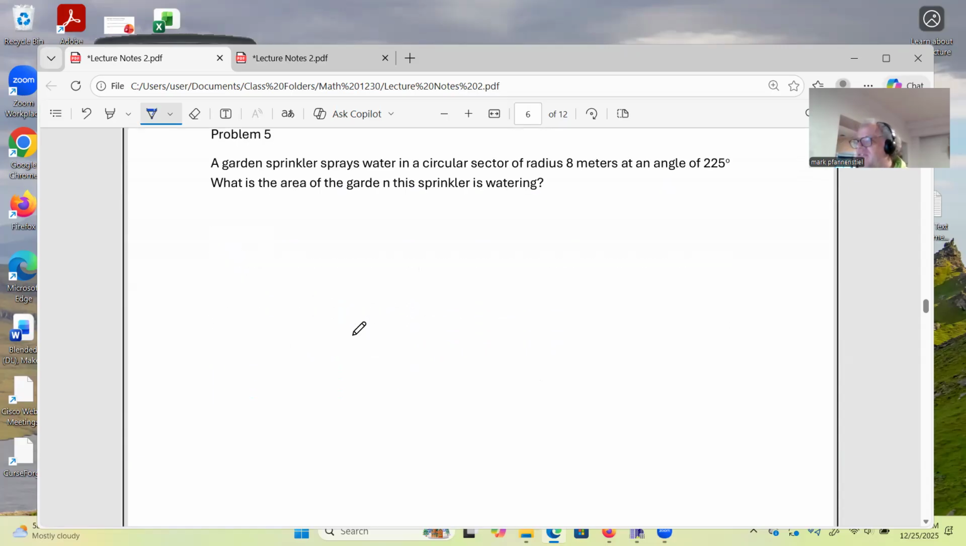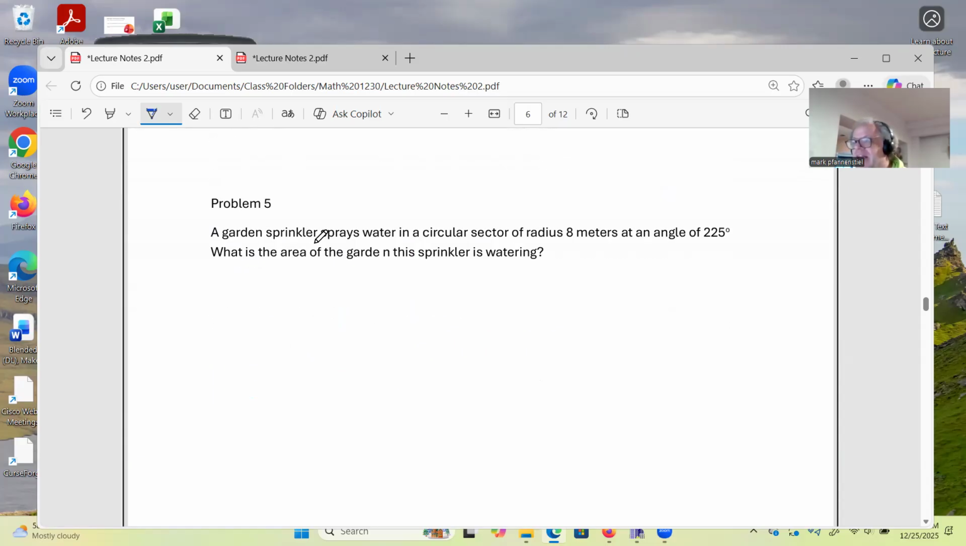All right, we have a little bit of a problem. A garden sprinkler sprays water in a circular sector of radius 8 meters at an angle of 225 degrees. What area of the garden is the water sprinkler sprinkling? What's our coverage here? We need area equals 1/2 theta r squared, but theta has to be in radians. So we have 225 degrees, and we have to multiply this by pi over 180, and then we have to figure out what's going to happen here.